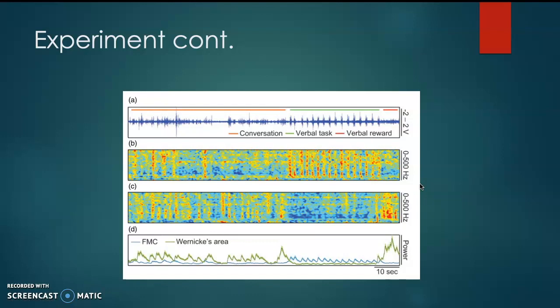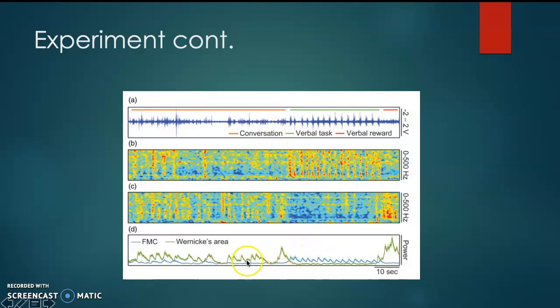Experiment continued. This picture should look familiar because we have previously seen it in class. The first chunk, so this top one right here, is raw data of audio the user is repeating of the word yes, so yes, yes, yes, yes. And then these next two are the spectrograms. So the top one is the frontal motor cortex, and then the bottom one, this one, C, is the Wernicke's area, and then D is the mean power and standard error of both Wernicke's and the frontal motor cortex.